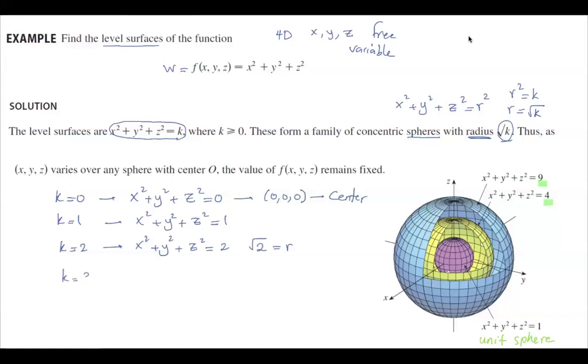When k is equal to 3, you get x squared plus y squared plus z squared equals 3. So the radius is square root of 3. You get smaller spheres. But as you can see, they have the same center. So you get concentric spheres as level surfaces for this four-dimensional object.